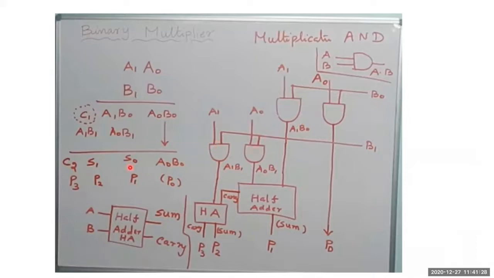Now I need to add all these things. The addition of this depends upon the full adder. How does this full adder work? The first output has come over here. This becomes my first partial product, the least significant bit of this output. Then again, these two outputs have been given as inputs to the half adder.